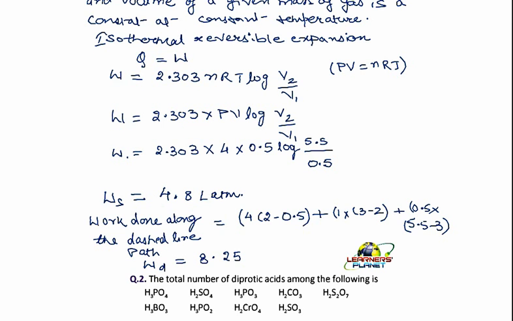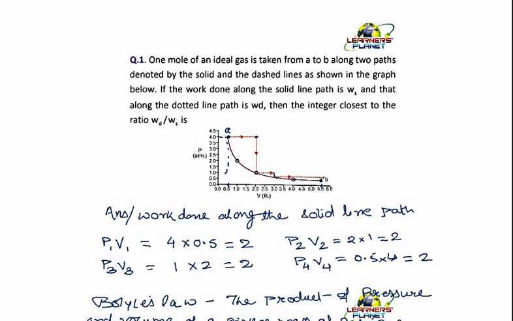So what is the ratio of WD to WS? That is work done on the dashed line path and work done on the solid line path. The ratio asked is WD by WS is equal to 8.25 divided by 4.8. So it would be approximately 2. So the answer here would be how much? 2. I'm taking approximately. Right?